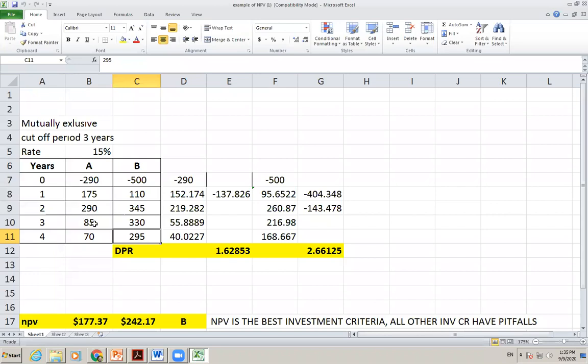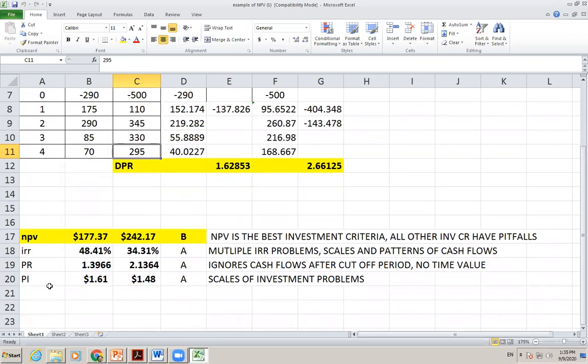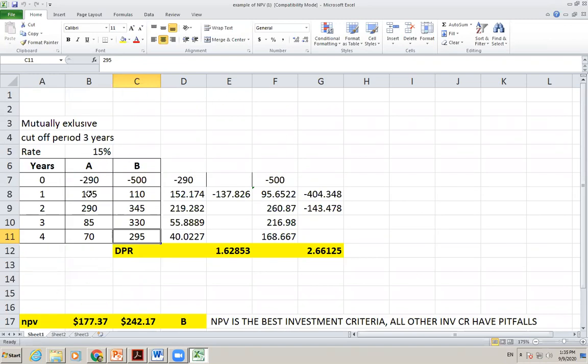So now our job is to calculate. We know how to calculate NPV. We know how to calculate IRR, PR, and the PI. But now the job is to go with estimation of the cash flows.